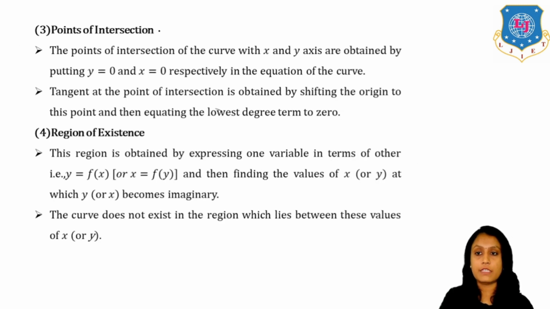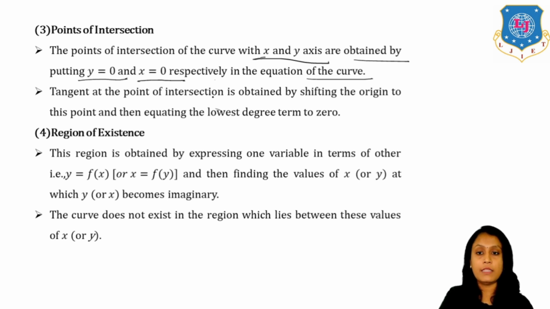Now, point of intersection. The points of intersection of the curve with the x and y axes are obtained by putting y = 0 and x = 0 respectively in the equation of the curve. So if we want to find the intersection with the x-axis, we have to substitute y equal to 0, and to find the intersection with the y-axis, we have to substitute x equal to 0.